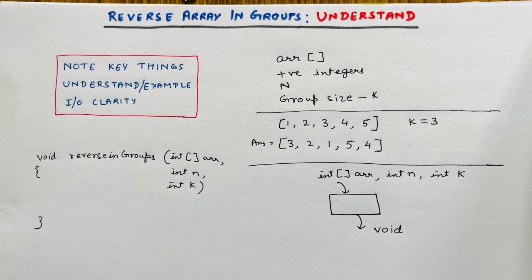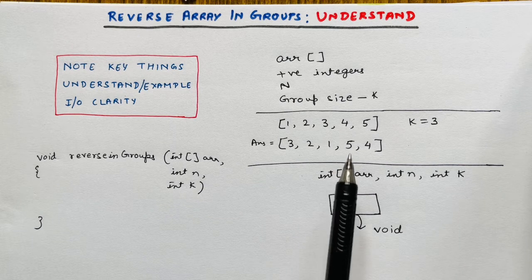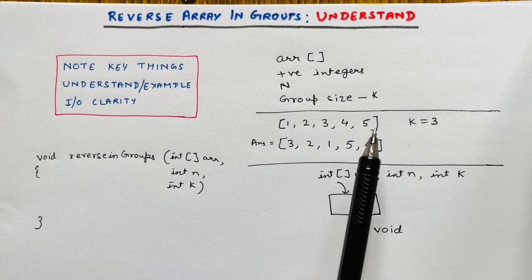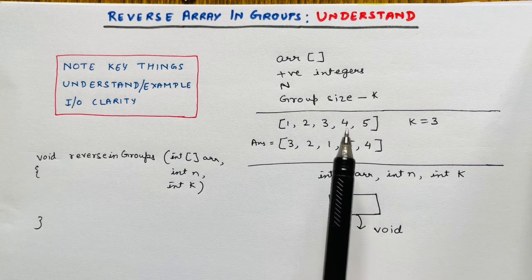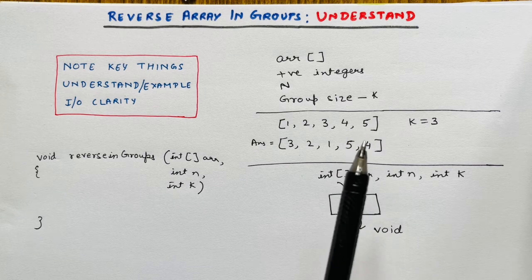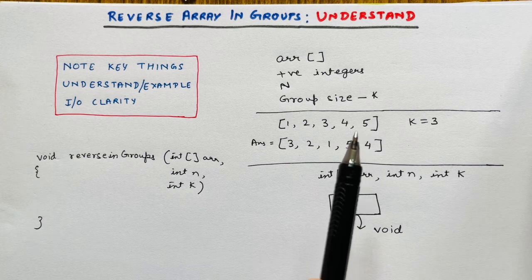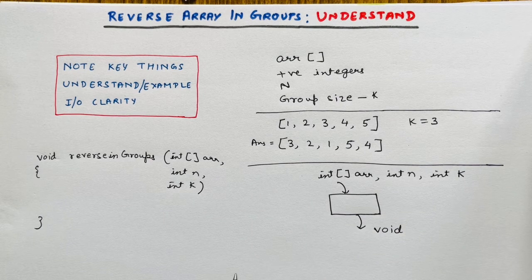Now a few important things, edge cases that we can clarify with the interviewer here are that what do we do of the last subgroup whose size remains lesser than k. For example, here 4, 5, this size is 2 which is lesser than k. Should we reverse it or should we not? So this is one edge case.